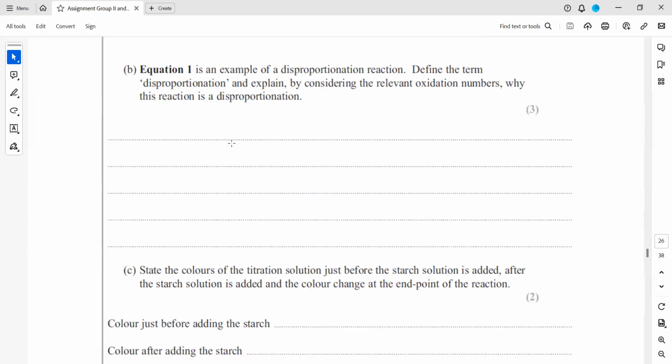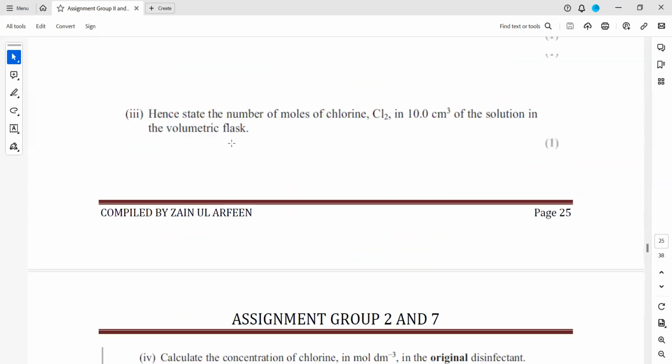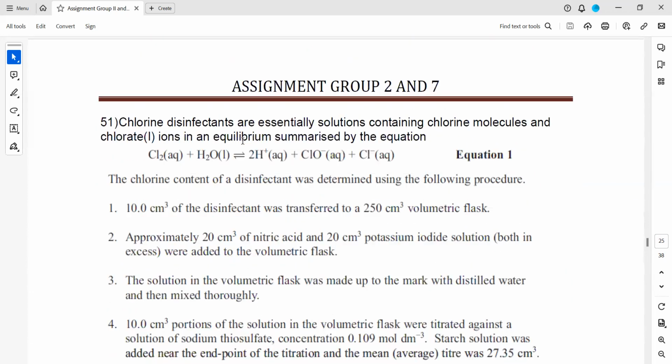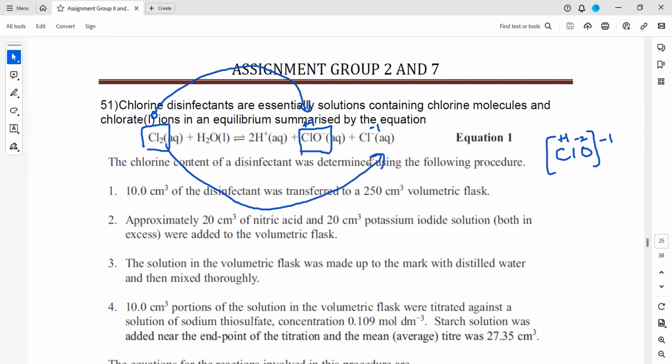Then equation 1 is an example of the reaction in which the same element is oxidized and reduced, using the relevant oxidation numbers. So why the first reaction, how the same element is oxidized? Chlorine is there, it is 0, and it will form chlorate ion. What is the oxidation number of chlorine in the chlorate ion here? Because the charge is -1 on this ion, oxygen is -2, so chlorine should be +1. So in this compound, the chlorine is +1, and in a chloride ion, it is -1. So 0 becomes +1, it's oxidation, and 0 becomes -1, it is reduction. So the same element is being oxidized and reduced.